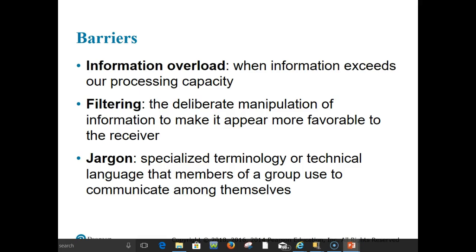Now, in an organization, employees come from diverse backgrounds and have different patterns of speech. Even employees who work for the same organization but in different departments often have different jargon, specialized terminology, or technical language that members of a group use to communicate among themselves.